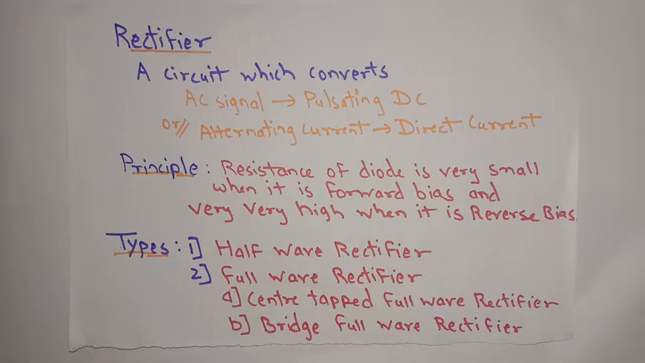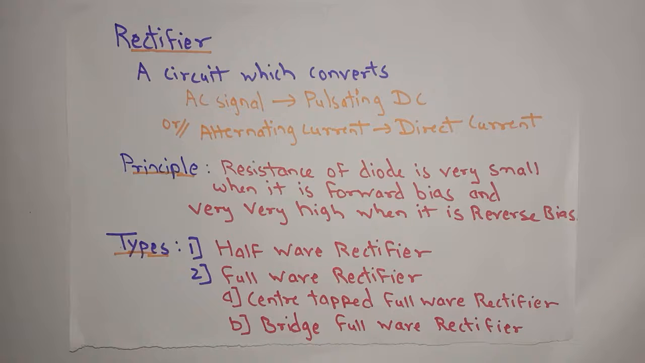Today we are going to see the rectifier, a circuit which converts an AC signal to pulsating DC, or alternating current to direct current. The principle used by the rectifier: the resistance of a diode is very small when it is forward biased and very high when it is reverse biased.